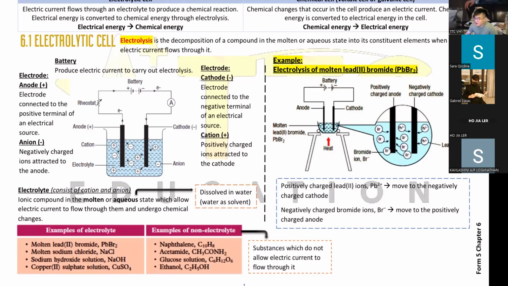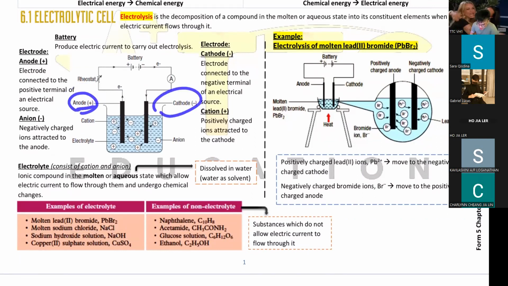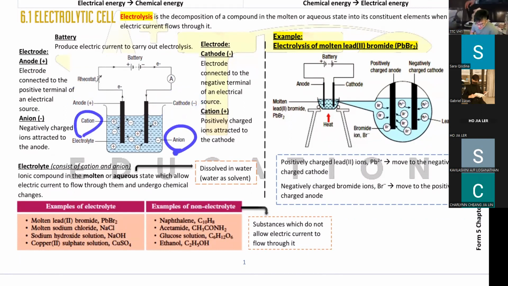And your electrode has anode and cathode. Hi, Charlene. So you have your anode and cathode, positive and negative. You have your cation and anion. And if you remember, cation will be attracted to cathode, anion will be attracted to anode. Anode attracts anion, cathode attracts cation. So this is how you split, this is how you break your electrolyte into 2. My point of doing electrolysis is to break things into 2.